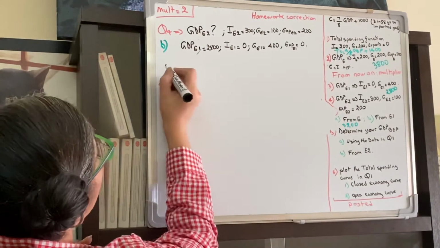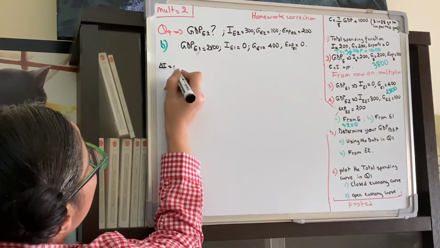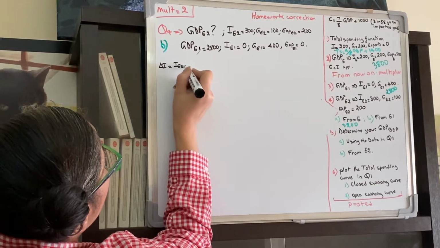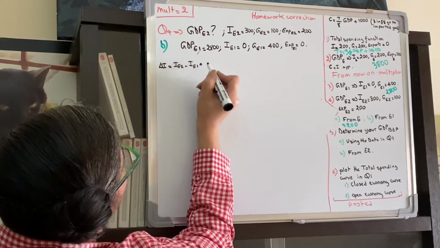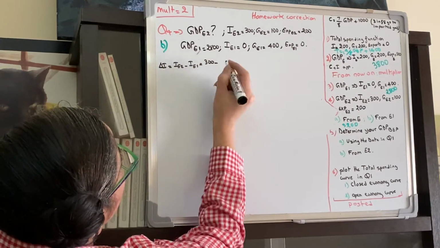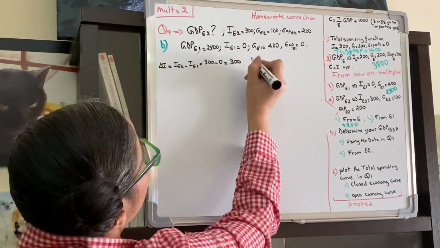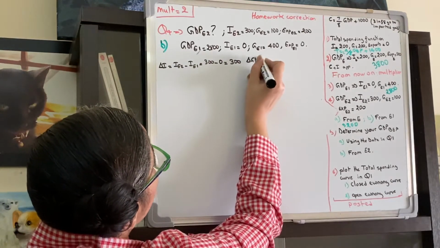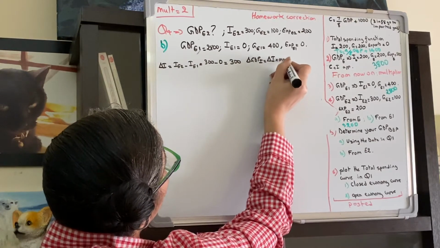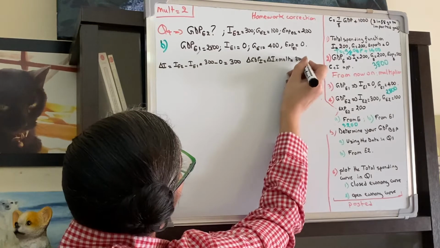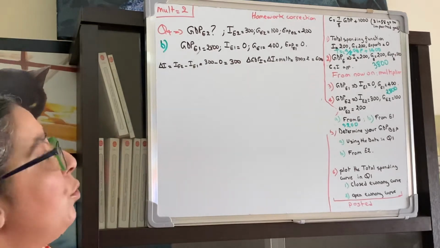Now the deltas. So delta I, start from here so that I have space. Delta I is equal to IE2 minus IE1. So the arrival minus the departure, which is 300 minus 0, which is going to give me 300. So delta GDP due to I is equal to delta I times the multiplier, which is equal to 300 by 2. That would be 600. The effect due to the investments.